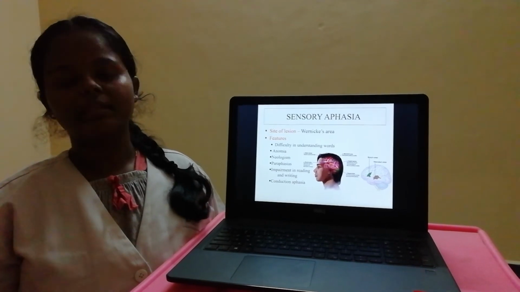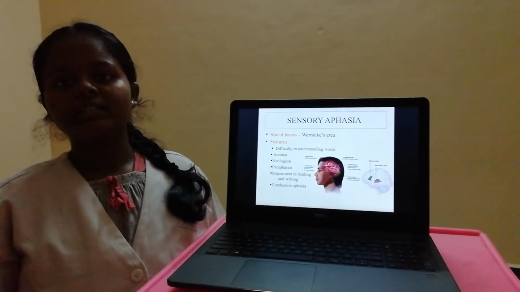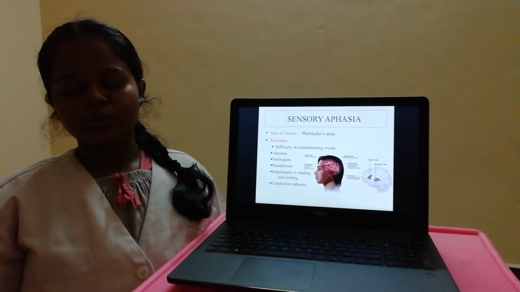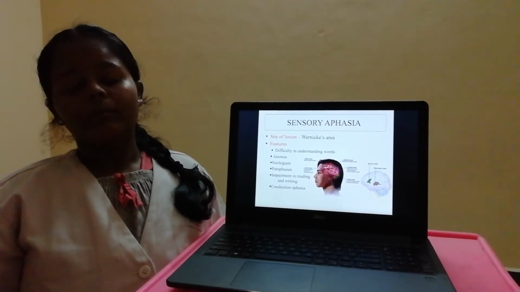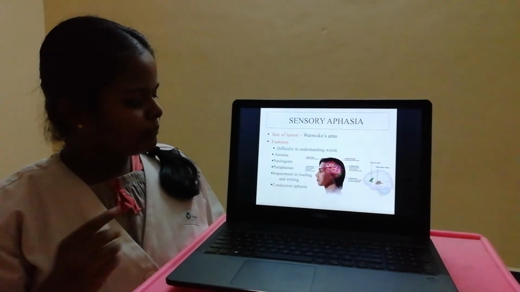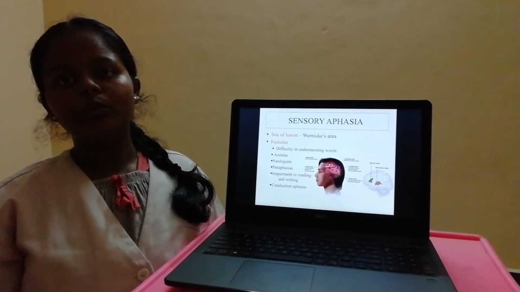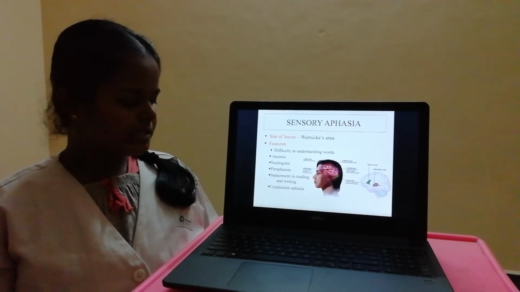They will combine the sensory. Now, paraphasias, the person will produce unintended words during the effort to speak. For example, he will say mark book instead of bookmark. Now, impairment in reading and writing, the person is unable to read and write even though he can understand.